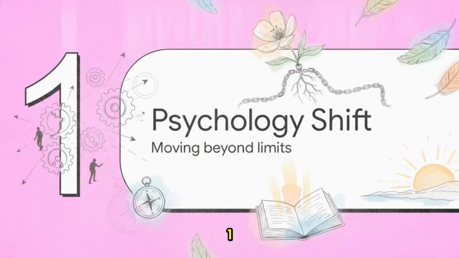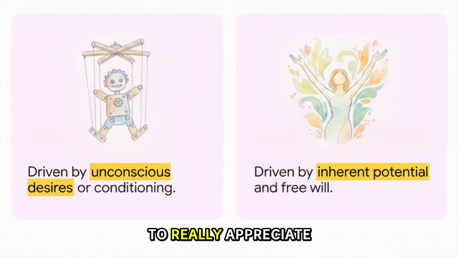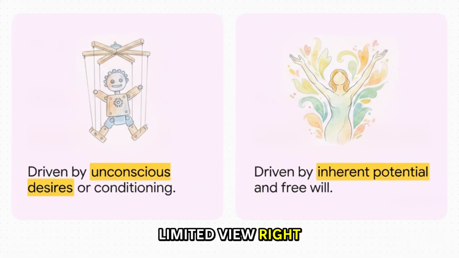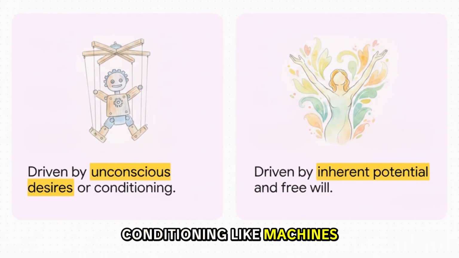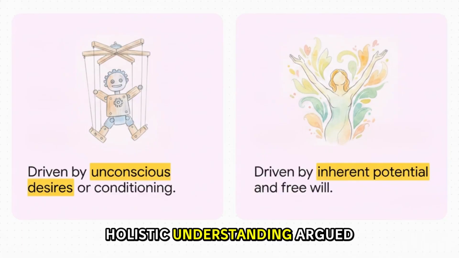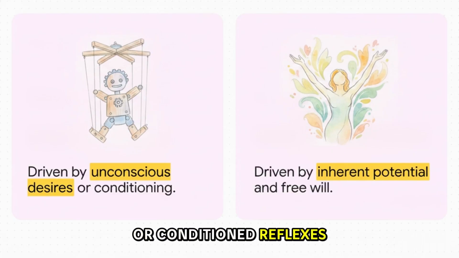First up, Section 1, the humanistic psychology shift, moving beyond limited views. To really appreciate this shift, we kind of have to look backward for a second. Think about those older, more mechanical views of human behavior. Were we really just driven by unconscious desires we couldn't even control, like psychoanalysis argued? That's a pretty limited view, right? Or were we just reacting to conditioning like machines, as behaviorism suggested? Well, humanistic theory completely flipped the script on all of that. So the crucial point is that this new holistic understanding argued we are actually driven by inherent potential and free will. It's about choosing to look at the whole person, not just a bunch of symptoms or conditioned reflexes.